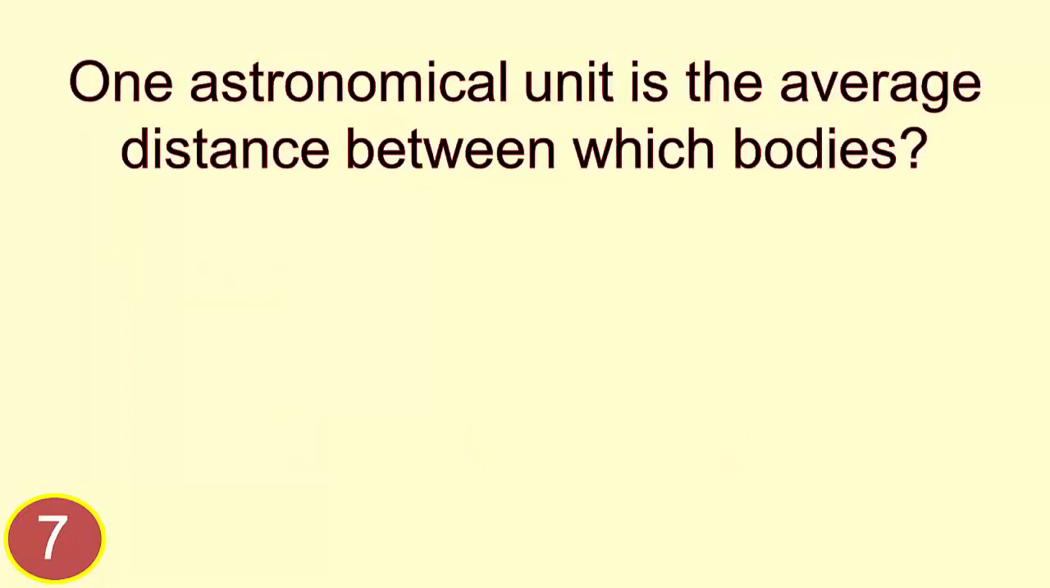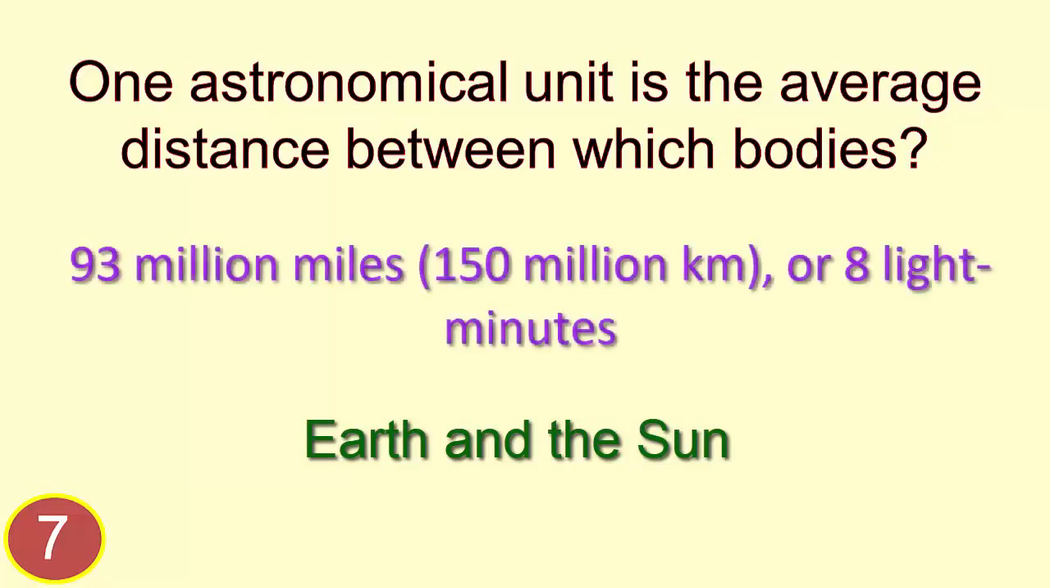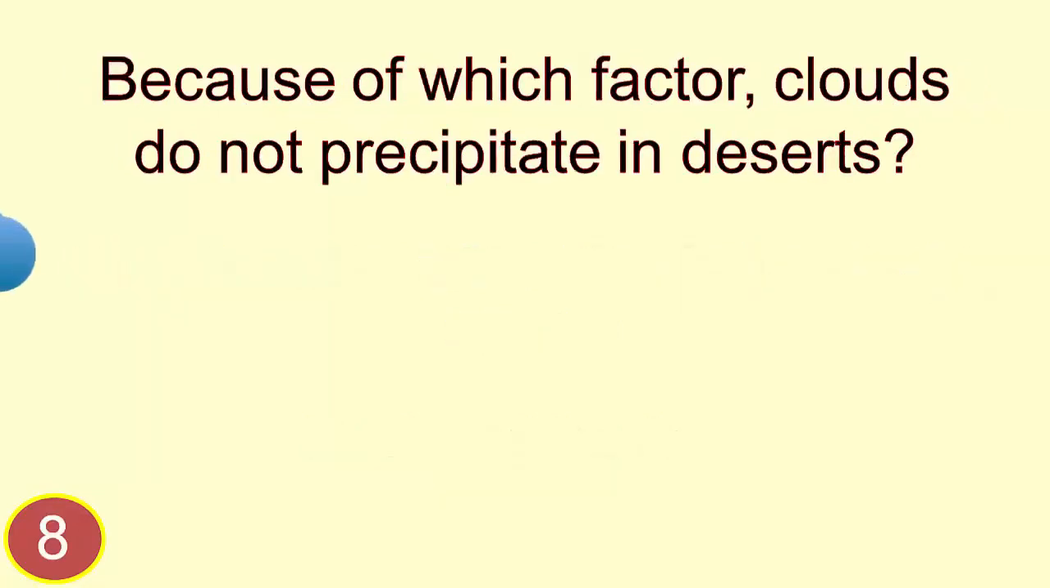One astronomical unit is the average distance between which bodies? Answer is Earth and the Sun. It's about 93 million miles or 8 light minutes. Because of which factor do clouds not precipitate in deserts?